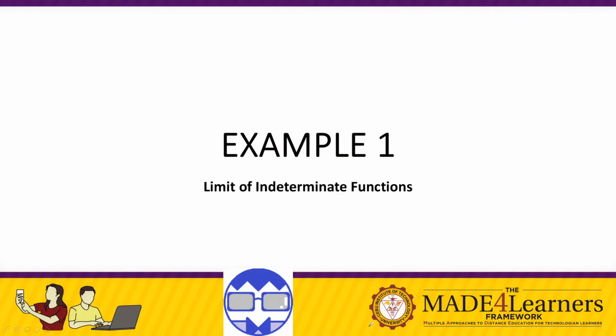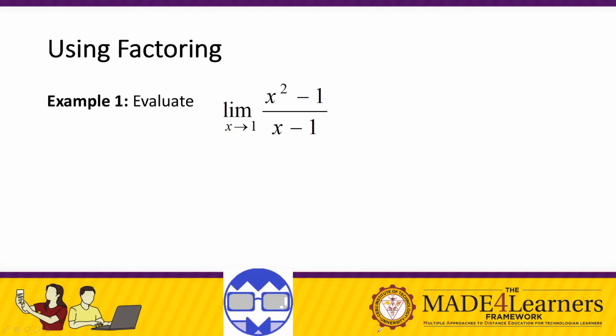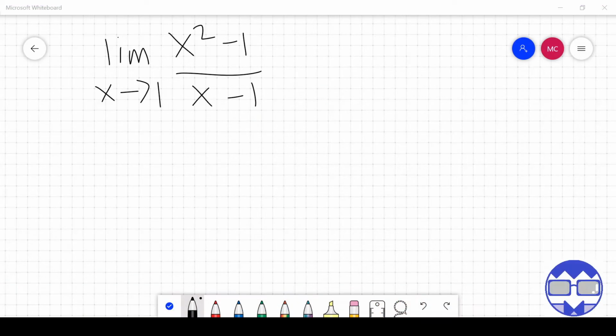Let's have example number 1. Evaluate the limit of x squared minus 1 over x minus 1 as x approaches 1. Let's solve. Using factoring, we need to look at the given. Before we start, we need to assure ourselves that the given is actually an indeterminate form. We can use the substitution rule first.